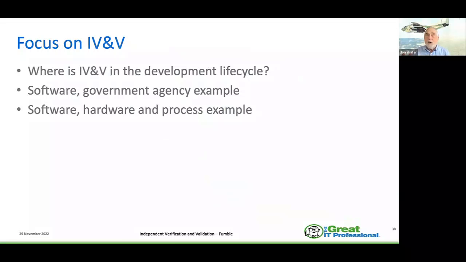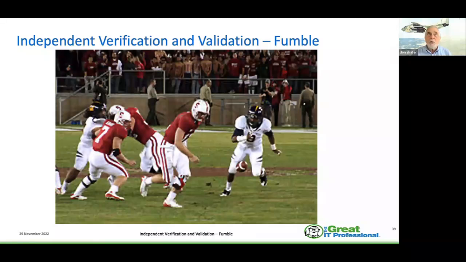So focus on IV&V. We talked about where it is in the development life cycle. And again, you've got control over this in your development life cycle, how you want it to be and how you want it to evolve. We went through our government example. Again, this was 5.5 years of going in for 4 weeks a year and being incredibly frustrated by not being able to get them to change what was going on. And then we went through the hardware software process example where you're looking at mission critical systems. So this was our fumble. You want to make sure you avoid the fumble as much as you can.